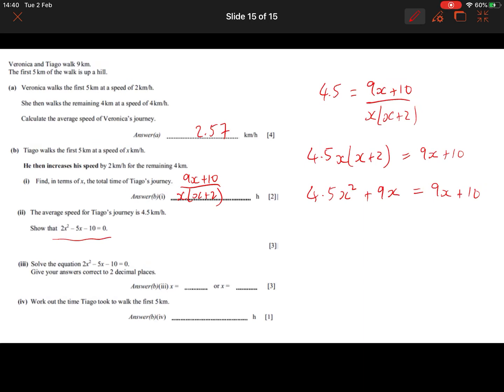And then, what are we going to get? Seems that I've done it wrong. Okay, because I don't end up with that equation.